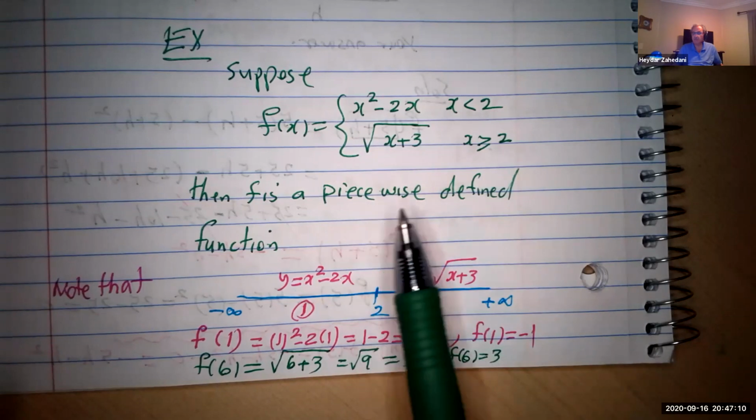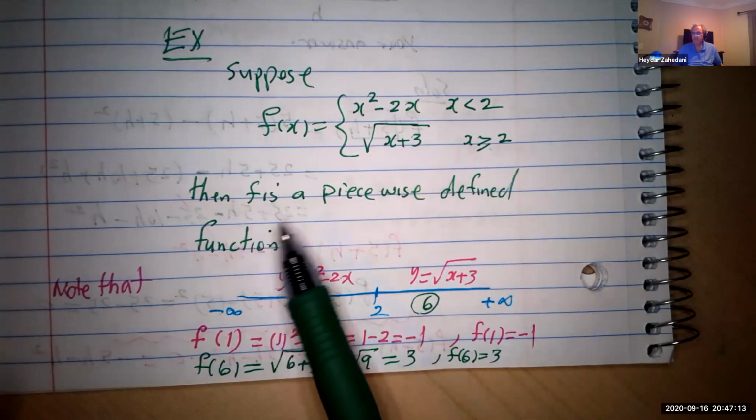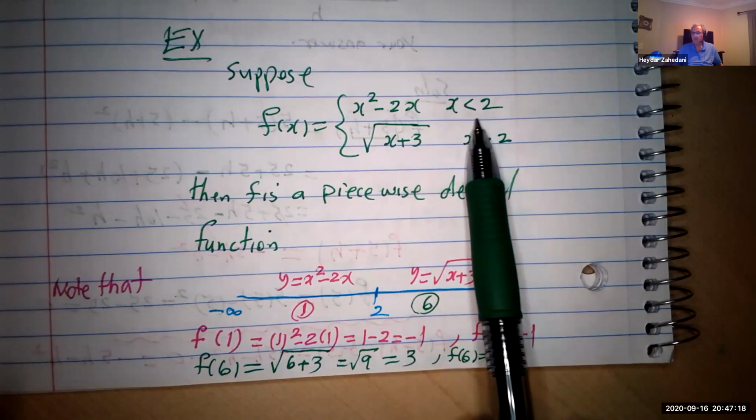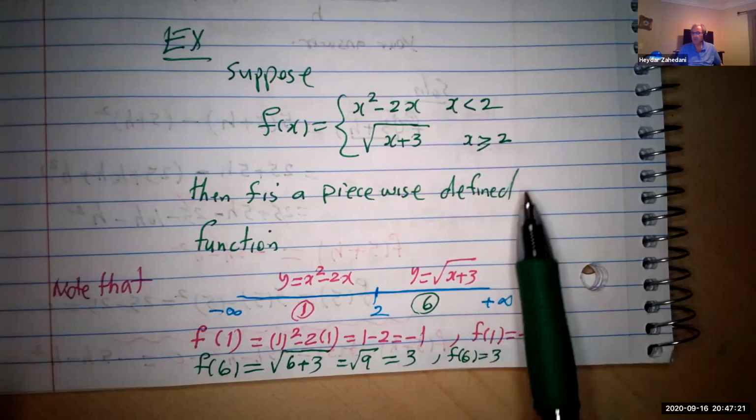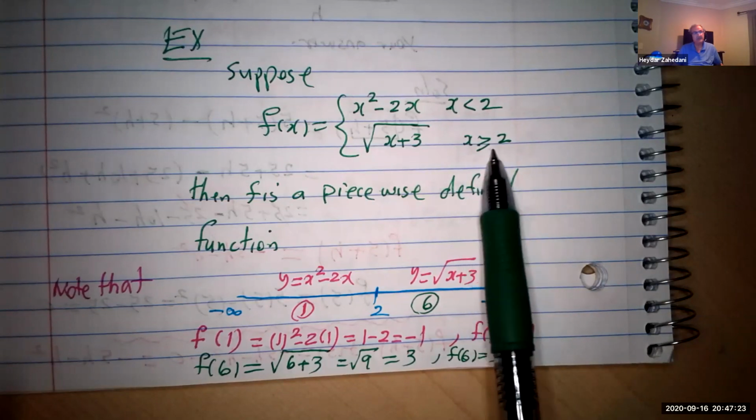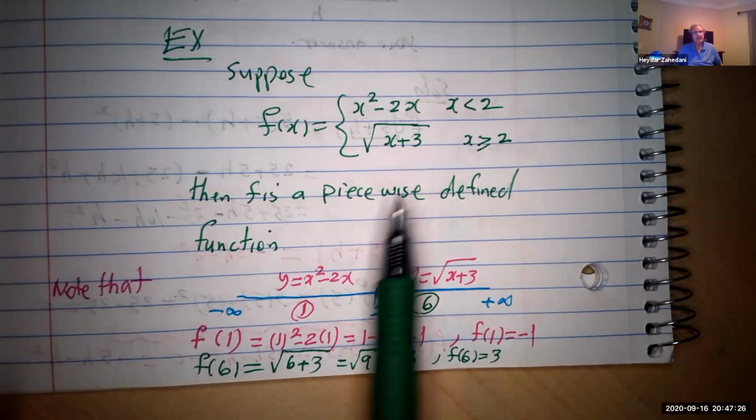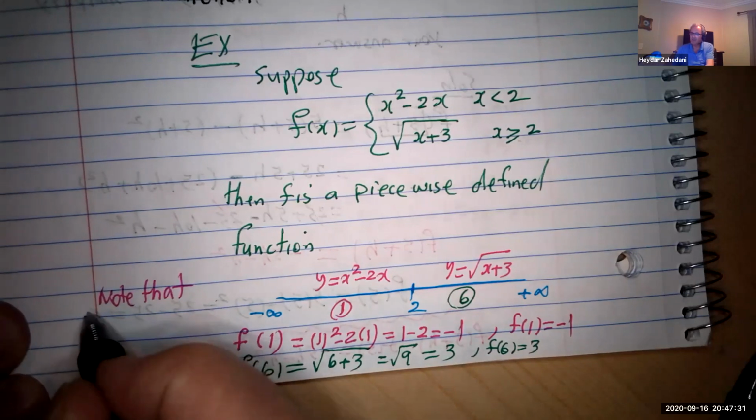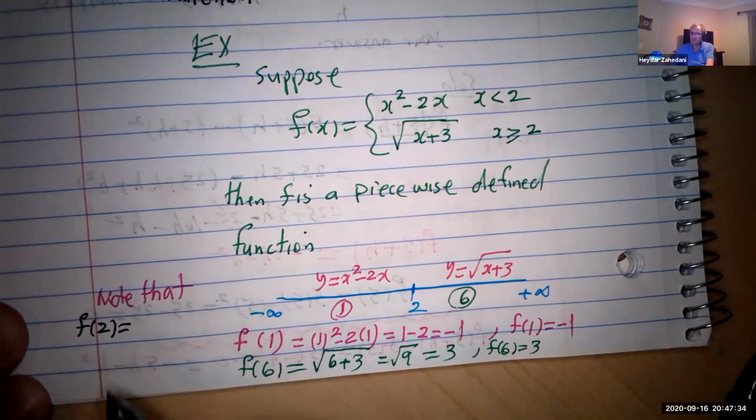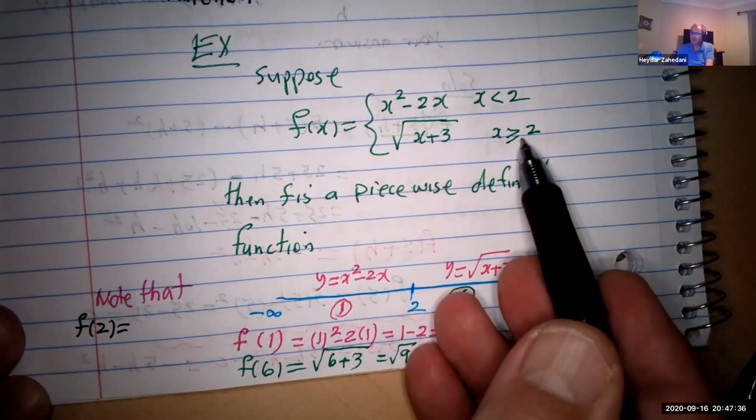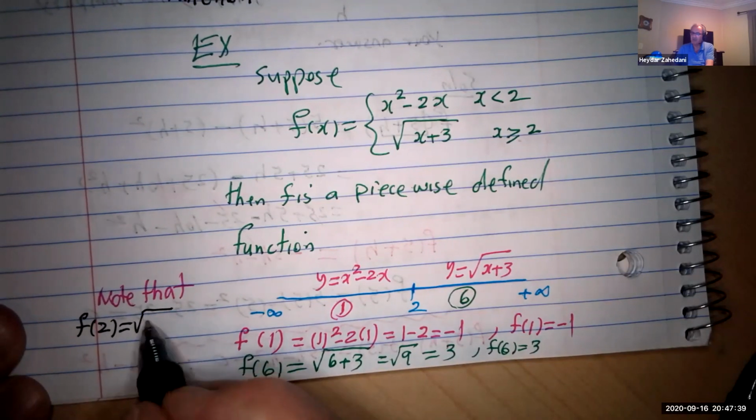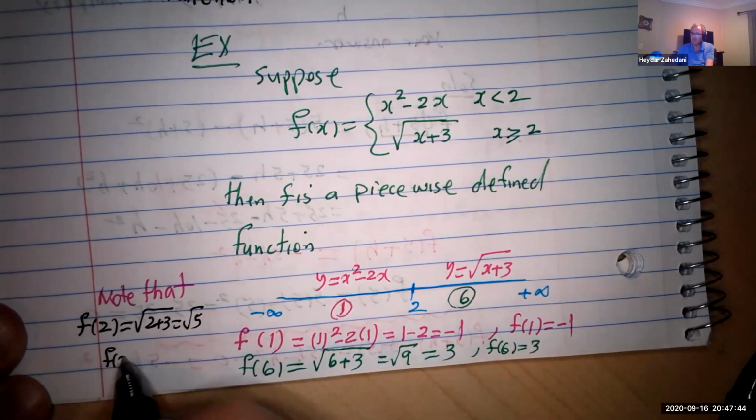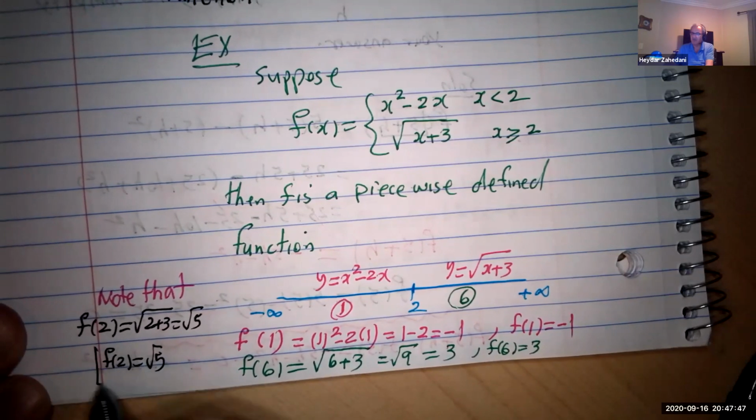If you want to find f of 2, you have to go back and have a look. Where can you put x equal to 2? You cannot put it over here because there is no equality sign. But you can put it here because there is an equality sign. So if you want to find f of 2, you've got to be careful which part you are going to use. F of 2 is equal to, we have to use the second part. So it's going to be radical 2 plus 3, which is radical 5. So f of 2 is equal to radical 5.